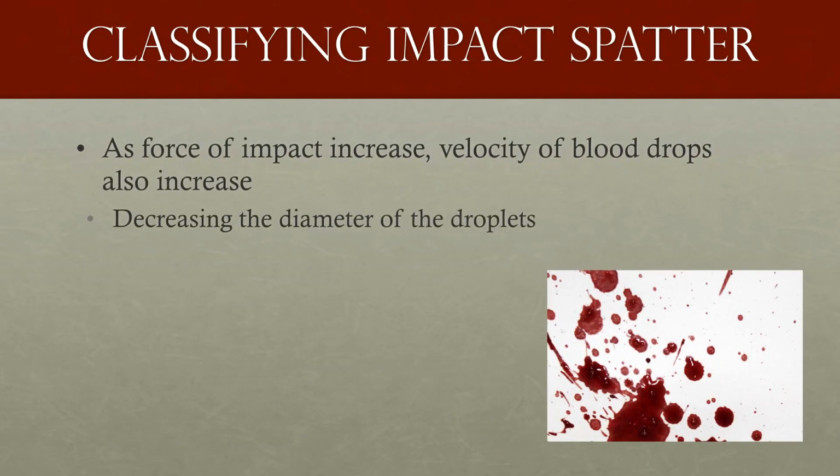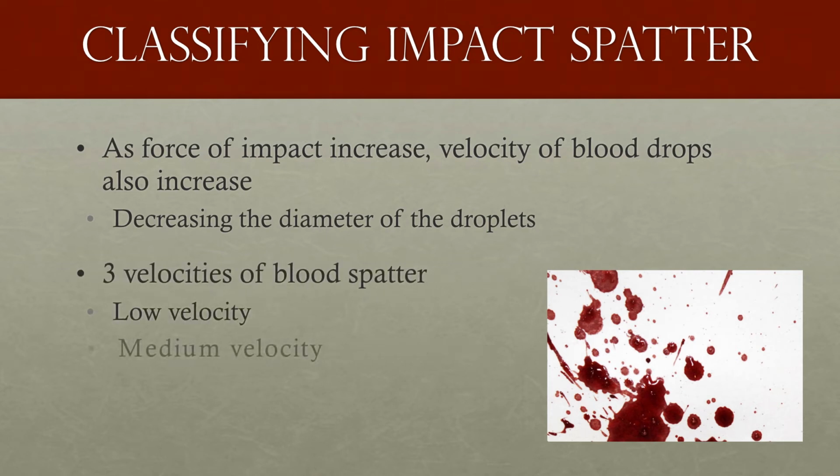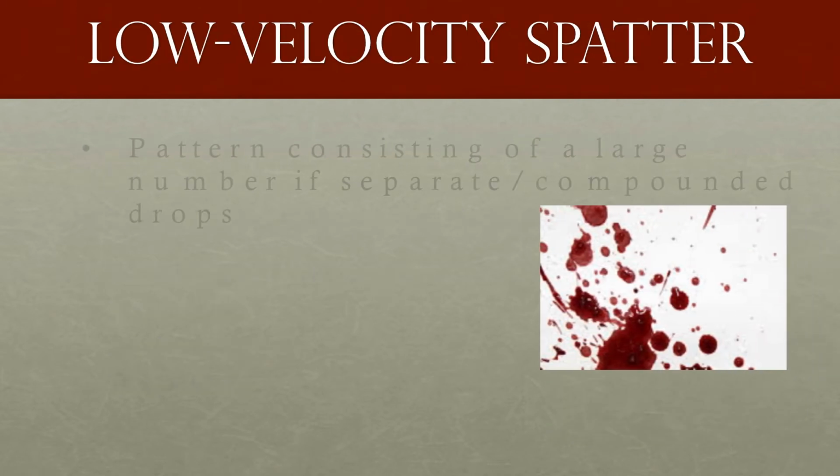In classifying impact spatter, as the force of the impact increases, the velocity of the blood drops also increases, and this causes a decrease in the diameter of the droplets. So the higher the velocity, the smaller the droplets. There are three velocities of blood spatter: low velocity, medium velocity, and high velocity.